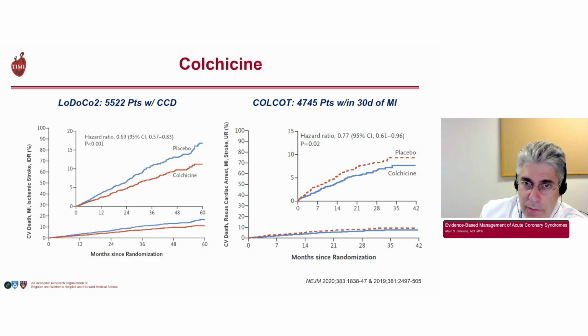Lastly, what about inflammation? So here I showed 2 trials. The one on the left is a little off target. That's in patients with chronic coronary disease, the LODOCO-2 trial. COLCOT is a little more relevant on the right. That's patients within 30 days of an MI, although albeit it's not ACS.